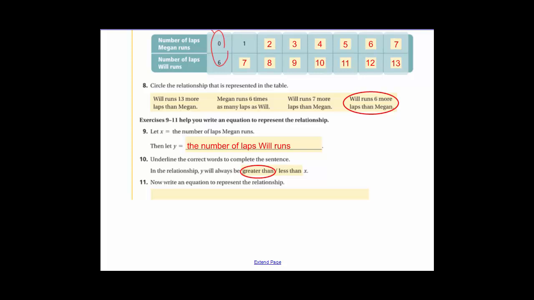Now we're ready to write the equation. So if we start with y equals, how does that compare to x? Well, y equals x means they both run the same number of laps. That's not true. Will always runs 6 more laps than Megan does. So y has to always equal x plus 6.